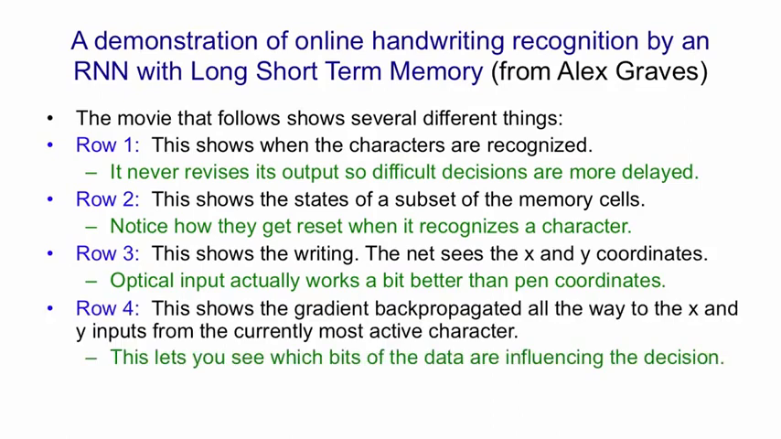Finally, the fourth row shows something much more complicated. It shows the gradient backpropagated all the way to the x, y locations. So what you get to see is, for the most active character, if you backpropagate from that character and ask what would make that most active character more active, you get to see which bits of the input are affecting the probability that it's that character. So that lets you see how the decisions are depending on things that happened in the past. So here's the movie.